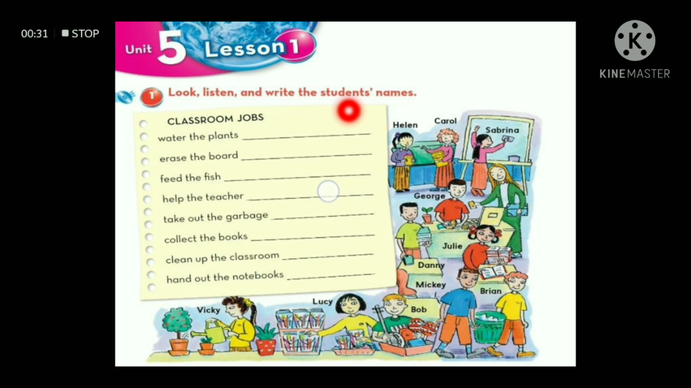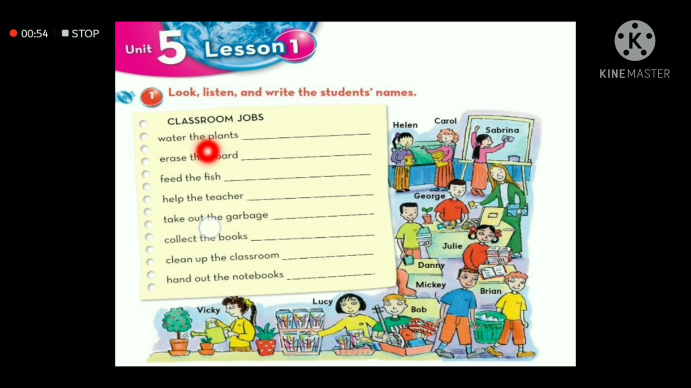So here we are going to read the classroom jobs, which are jobs related to the classroom, and we are going to write the student's name. We will write the name of the student. So here we have classroom jobs. Let's first read them together.